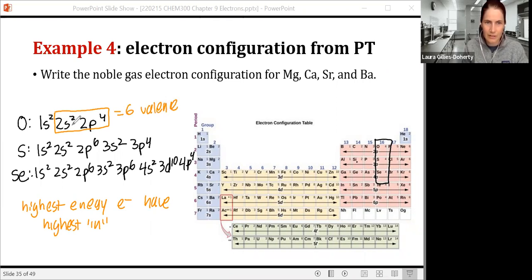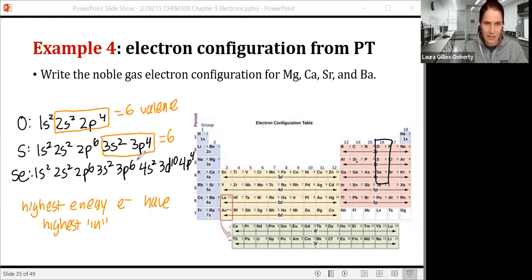We count up all the electrons in the highest N value. 2 is the highest for oxygen. We don't count those ones in the 1s orbital. So 2 plus 4 equals 6. We check sulfur now. The N value of 3 is the highest. So we're going to count up these ones. 2 plus 4 equals 6 valence electrons again.